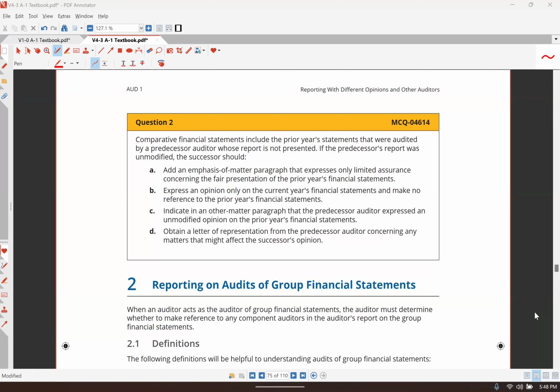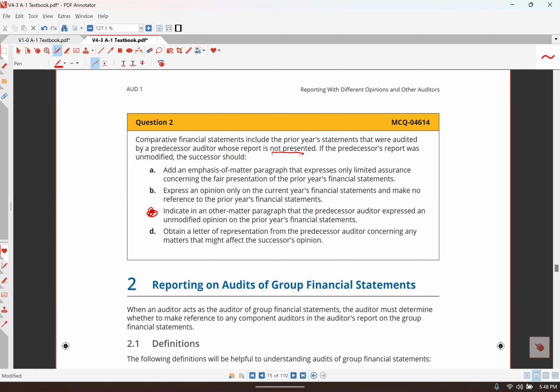So almost all of us got it right. Okay, the answer is C. Okay, but let's go ahead and take a look at this one. And we say that comparative financial statements include the prior year statement that was audited by a predecessor auditor whose report is not presented, okay, and the predecessor report was unmodified, the successor auditor, and now what?